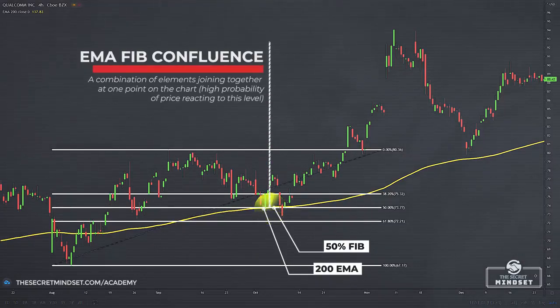When a Fib level and a moving average are confirming a spot on the chart to be of importance, then the likelihood of the price reacting to this level increases. Again, this is very effective because by combining Fibs with moving averages, you remove the weaknesses of each tool when used separately.